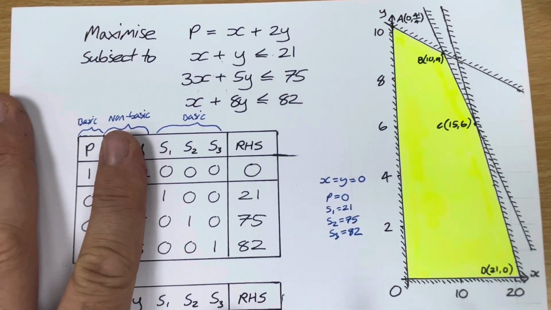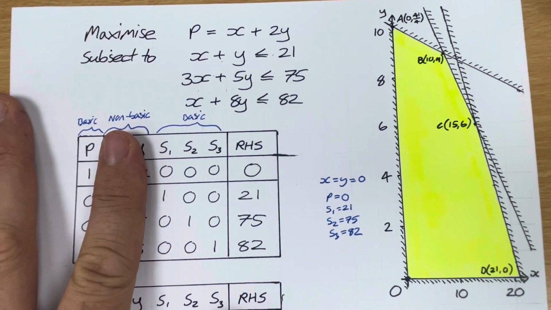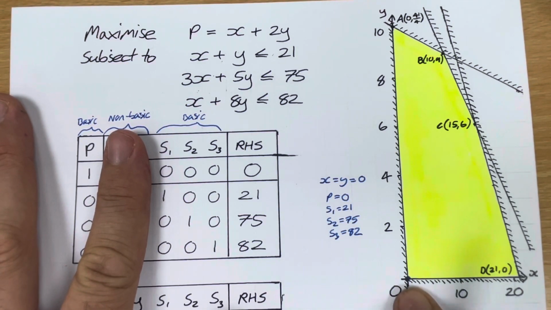Because x and y equal 0, we are here at the origin. And this is why the origin needs to be part of the feasible region, as mentioned in the previous video for simplex, because we start at the origin. If you're starting at a point which is not in the feasible region, then that's an issue, and you need to do something different, which we will look at later on in the course. But for now, we have to have the origin as part of the feasible region.